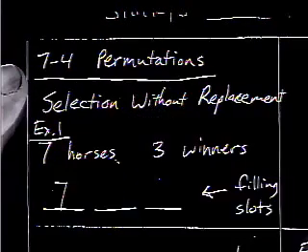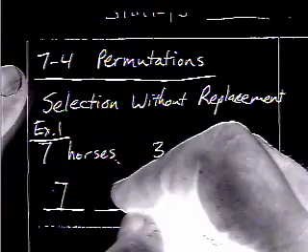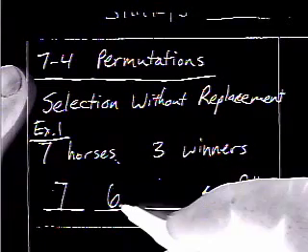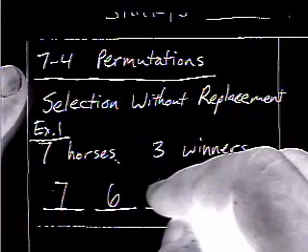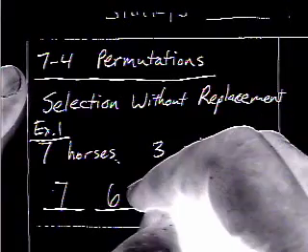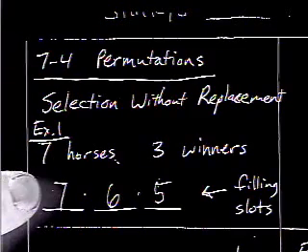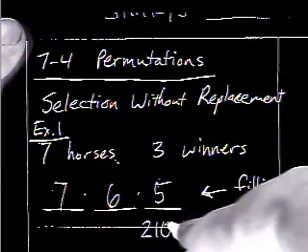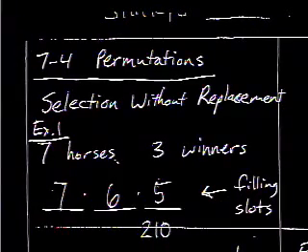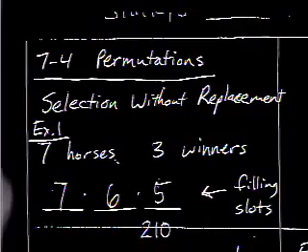So there are 7 horses which can win the first spot. Once the first horse has won, there's only 6 choices for the second spot, and 5 for the last spot. Okay, this is the idea of filling slots. Not playing slots, that's a different story, but filling them. So 7 times 6 times 5 makes 210 possible different combinations of horses coming in first, second, and third, or win, place, and show.